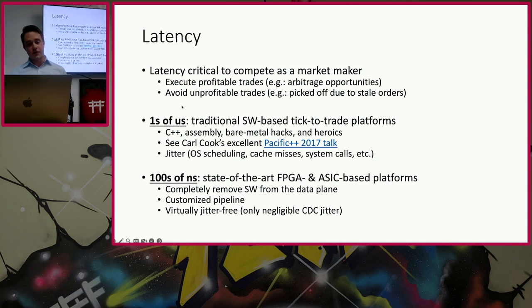And then the flip side is you want to avoid unprofitable trades. So if a market has changed and you're slow to update your resting orders to reflect that change, somebody might pick you off. Somebody might come along and say, these guys were too slow to update their orders, and we're going to trade with their stale orders, and you lose money. So you have to be fast to do those two things.